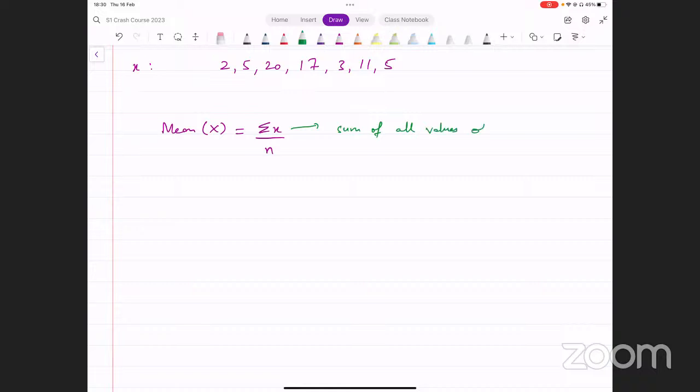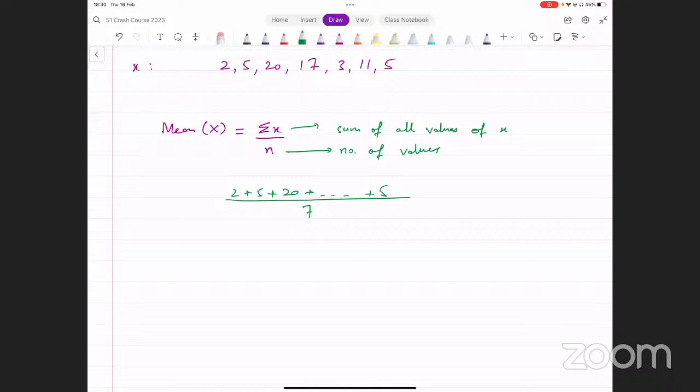What about n? N is the number of values that we have in the data. N means the number of values. So if we had to find the mean of this data, we would just add all of these numbers up. So we have 2 plus 5 plus 20 and so on all the way up to 5, and then divide by the total number of values. We've got 4 and 3, 7 values here. So we divide this by 7, and that is going to give us the mean of this data.